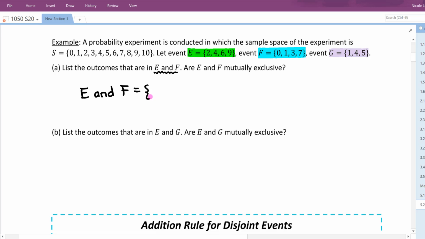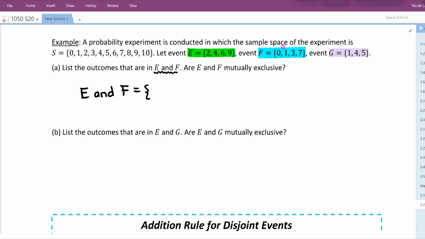Okay, so if we want to list the outcomes in E and F, that means I want to focus on these two events that we have right here, E and F. And then if we're looking for the outcomes that are in E and F, all that means is we're trying to see what outcomes are both in E and also F. So what's in both of them? What do they have in common?